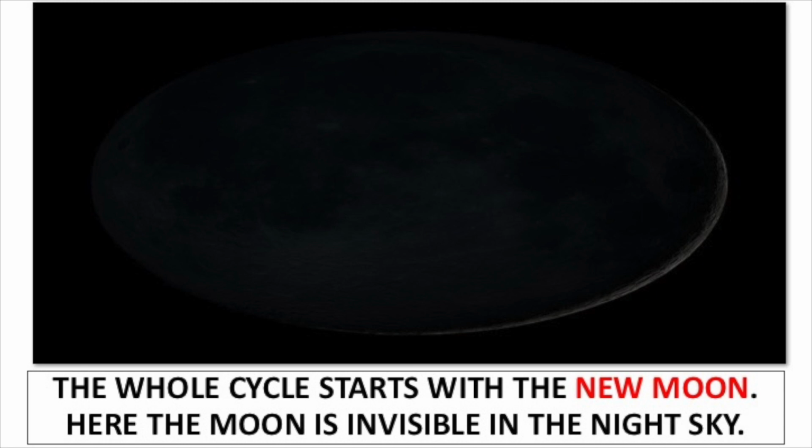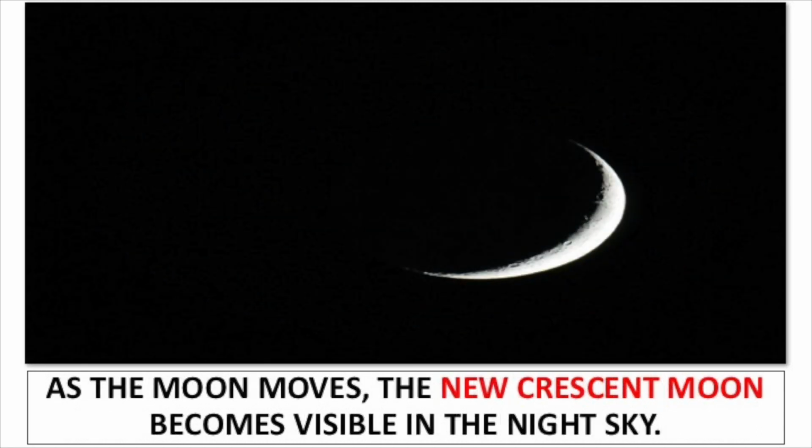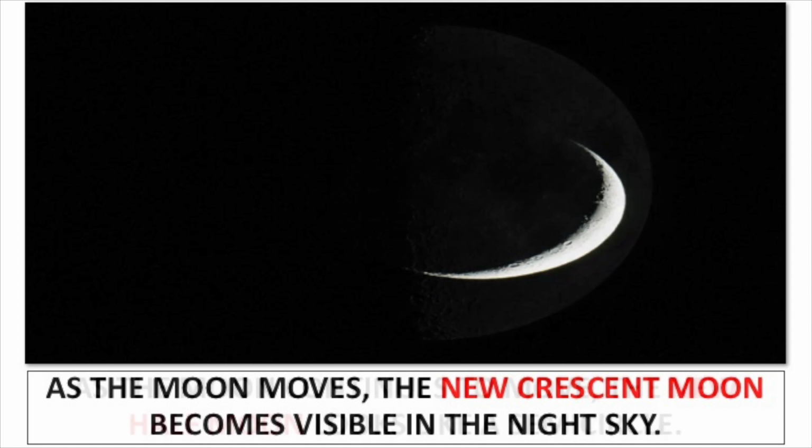And then what we'll see, it'll gradually appear to get bigger. As the moon moves, the new crescent moon becomes visible in the night sky. So you can see it's starting to get a little bigger. And this shape here is known as a crescent. That's why it's called the new crescent moon.